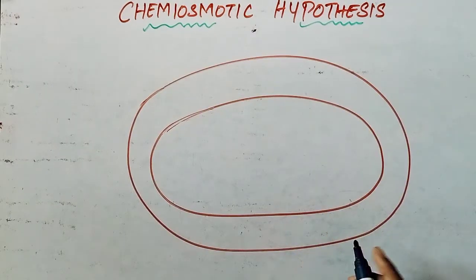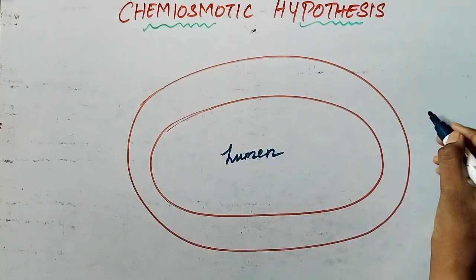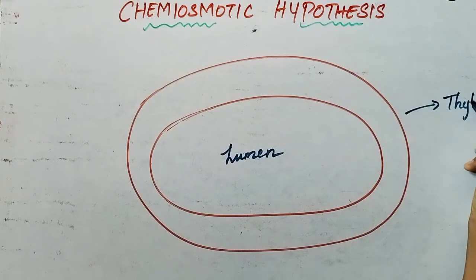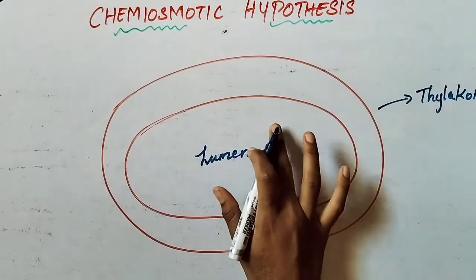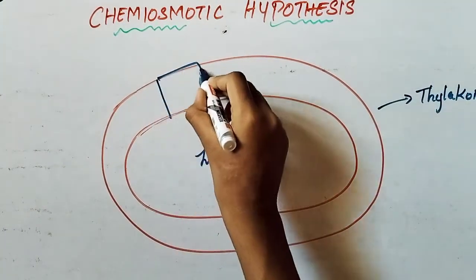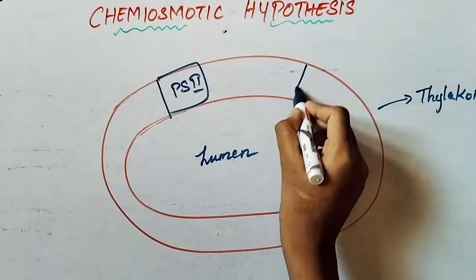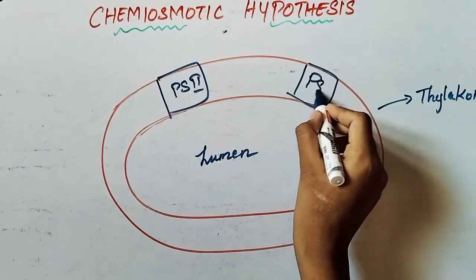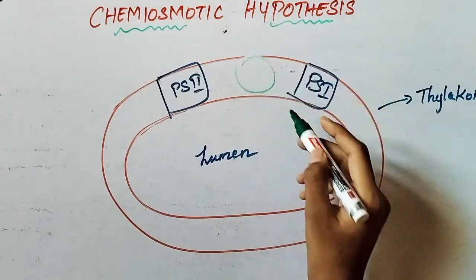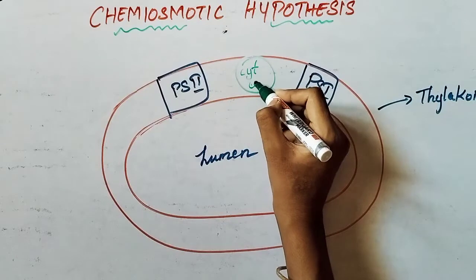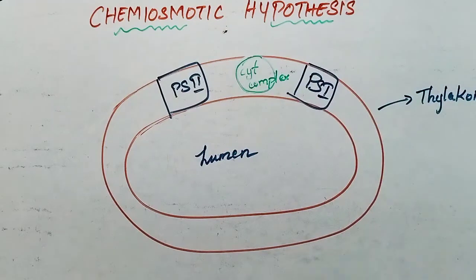This is one thylakoid, this is the lumen. This is the thylakoid membrane. Here we have photosystem 2, clear, and here we have photosystem 1. Between them we have the cytochrome complex. Clear, this is the cytochrome complex.